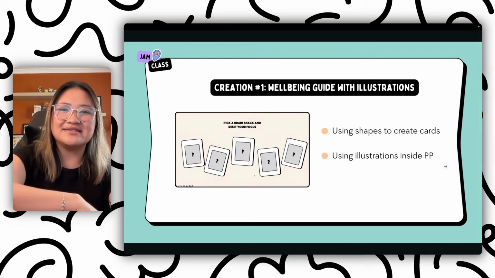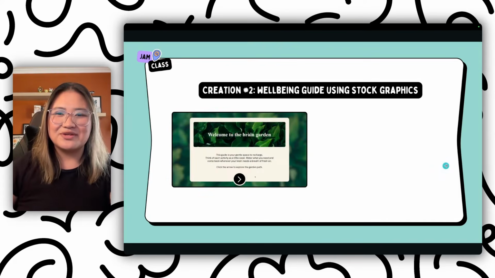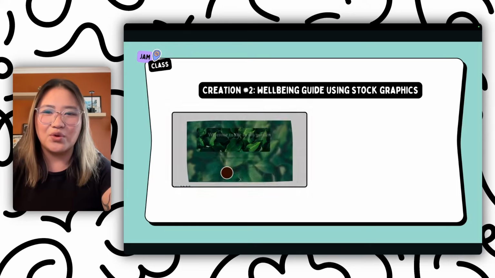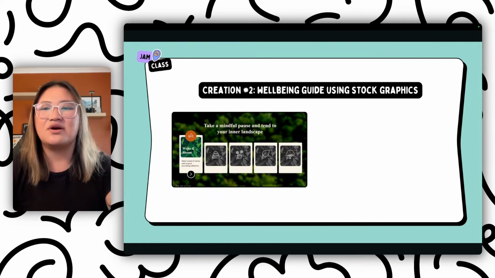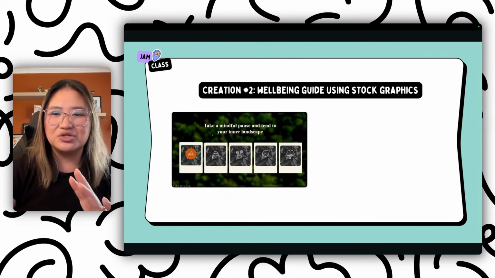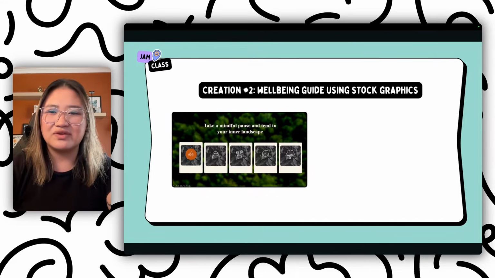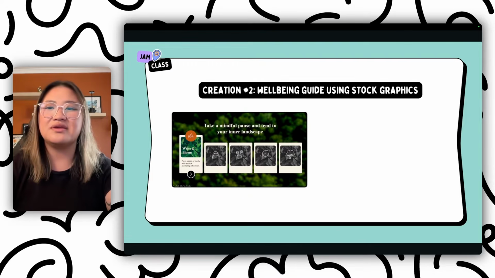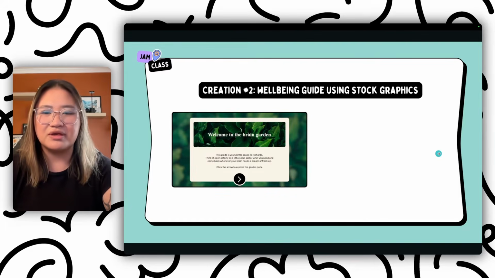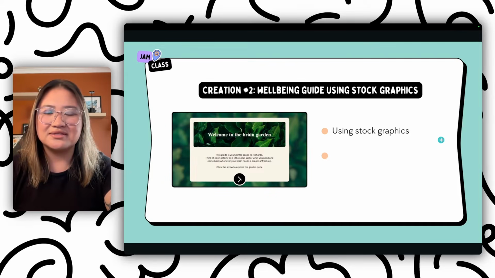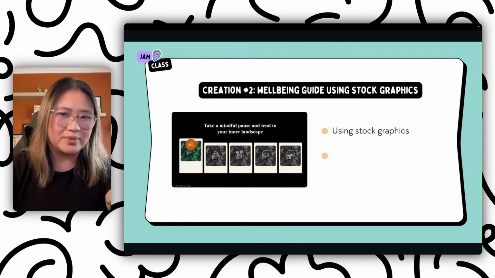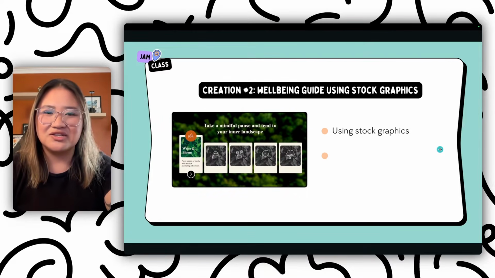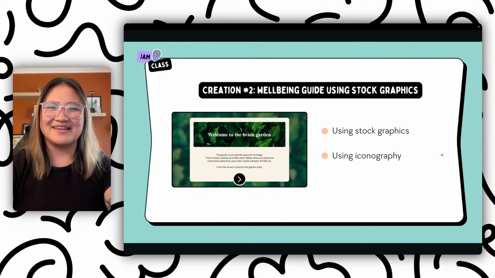And then the second creation that we will be creating is a wellbeing guide again, but using more of the stock graphics. So I'll take you through how we can pick and choose and also edit some of the stock graphics to make the topography, the iconography pop even more so that it is a nice and calming experience, because the theme for this wellbeing guide is around nature and gardens and landscape, so we can have some fun in what that could look like as well.